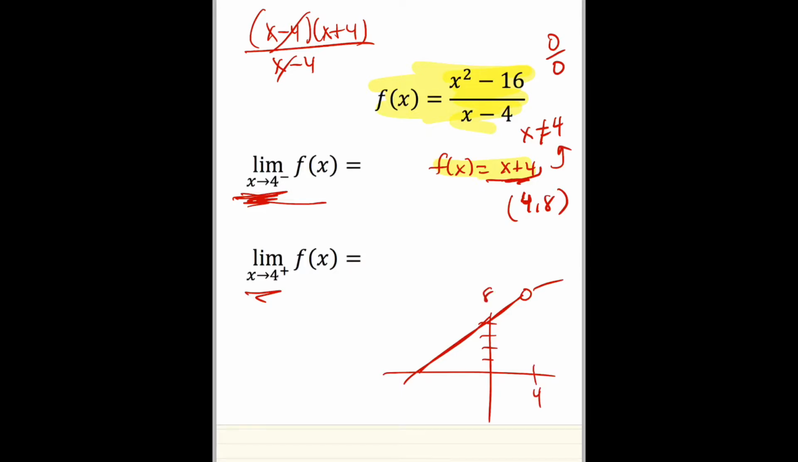at 8, which means the limit as x approaches 4 from the left, you plug it in here. 4 from the left means 3.99999. 3.99999 plus 4 is 7.99999. It's approaching 8. 4 from the right, 4.0001 plus 4 is 8.001. Approaches 8. So that's how we do that.